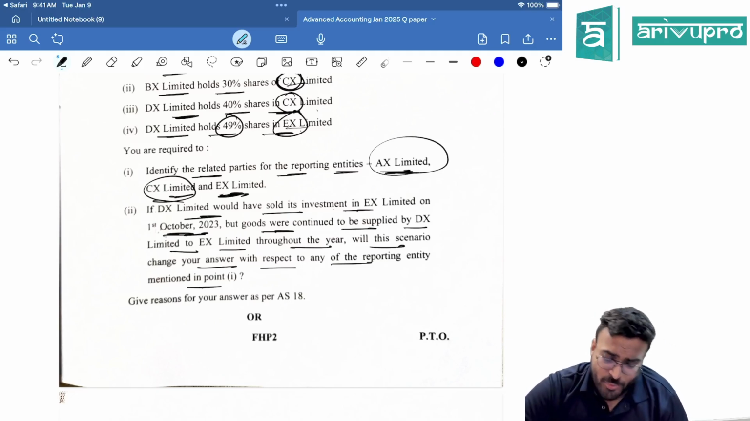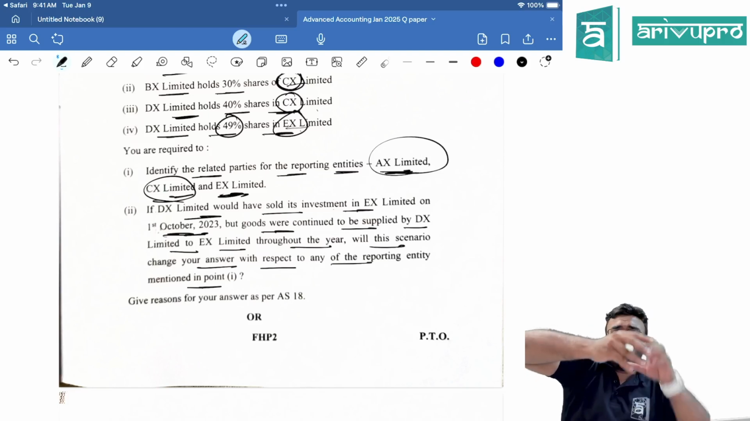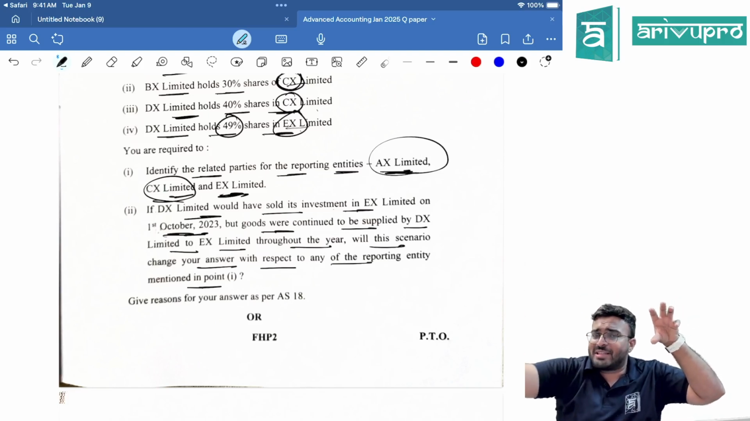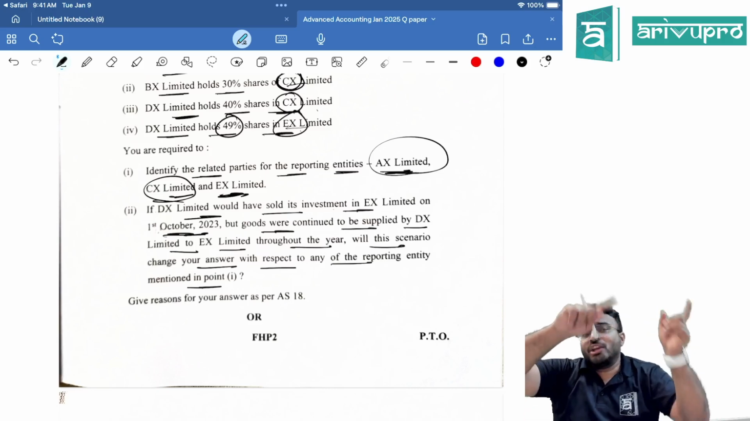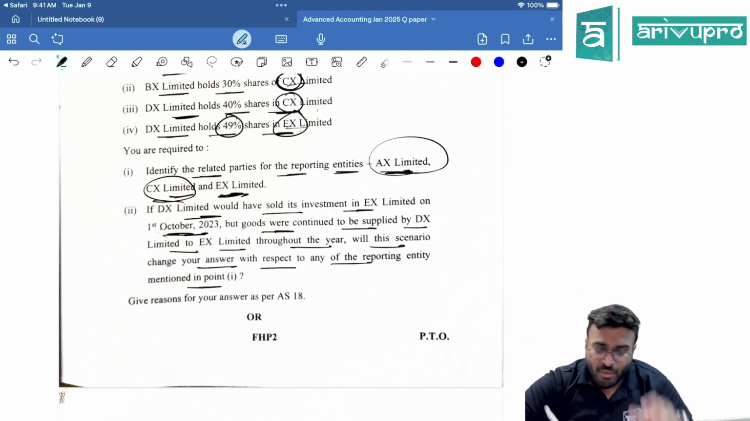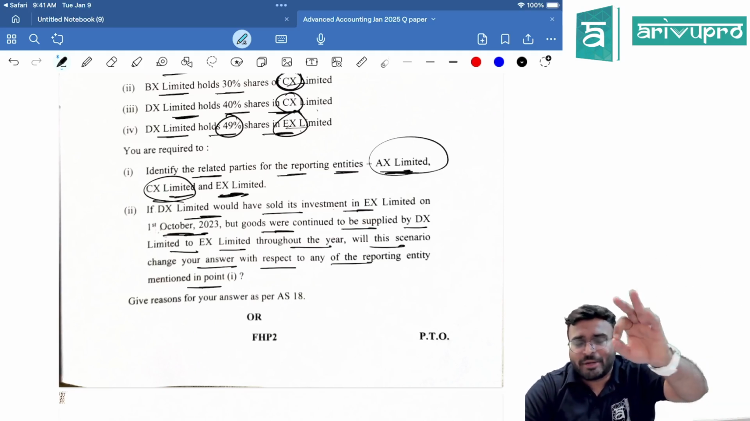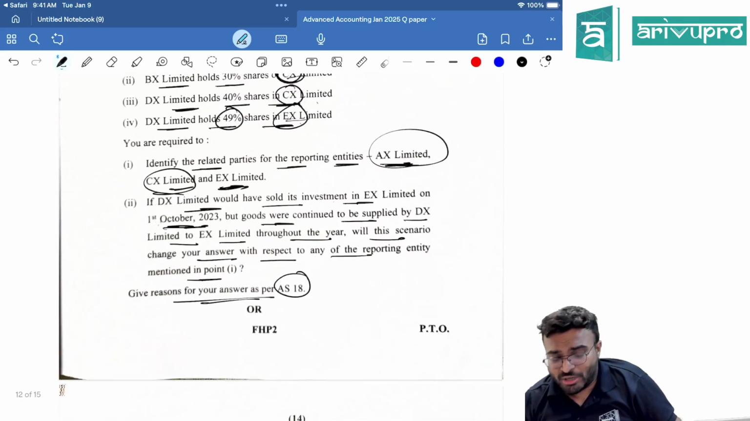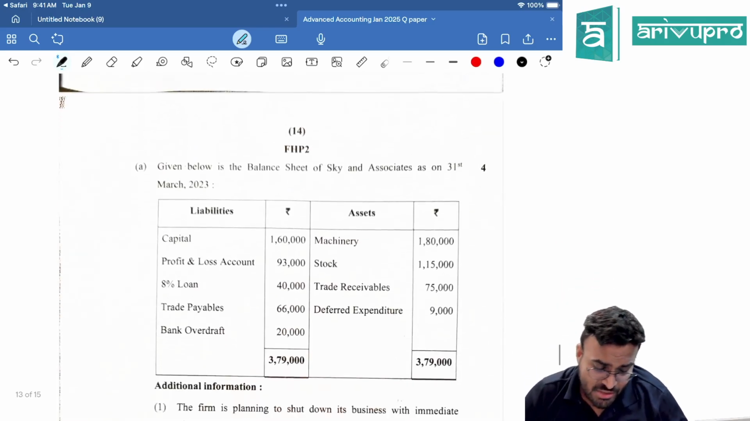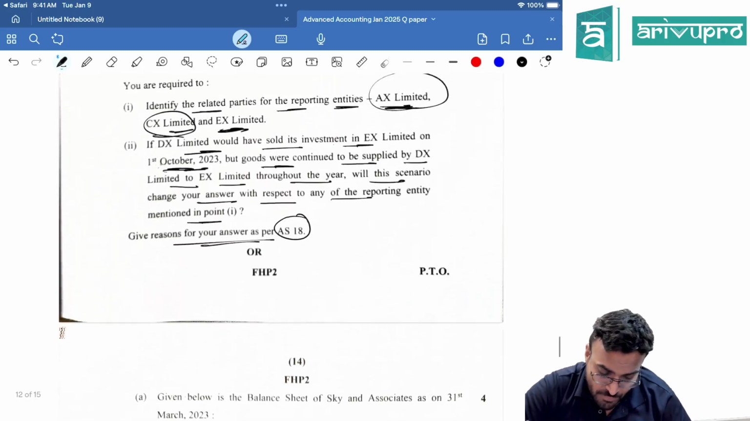Okay, goods will continue to be supplied. But after you lost your related party status, whatever goods are supplied after that will not be considered as a related party transaction. But are you a related party at the year end? Yes. Because at any time during the year, if you are related party, will be considered as related party. Give reasons as per AS 18. This should be your answer, guys. Okay, in detail we have discussed. Then we go into the next one.